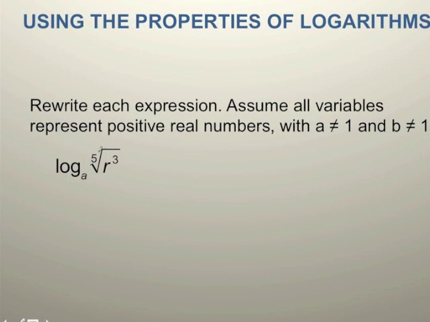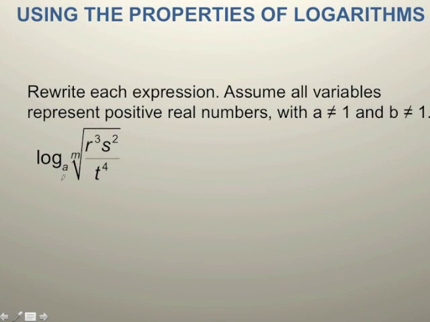The 1/5. So this leads to log base 2 of r cubed to the 1/5, which leads to 1/5 times log base 2 of r cubed, but we can still bring out the 3, so that makes it 3/5 times log base 2 of r. Here again we want to rewrite this as the long one.